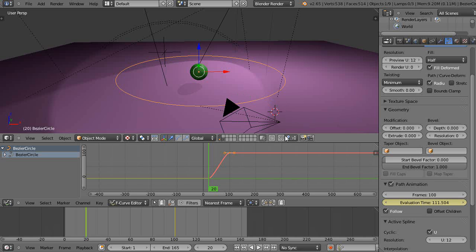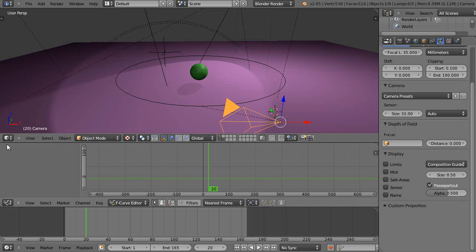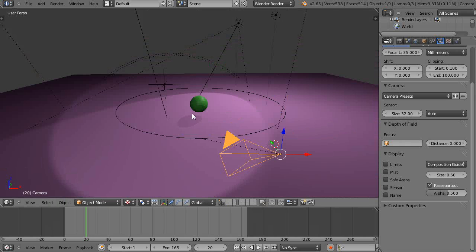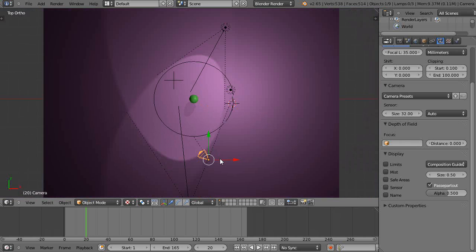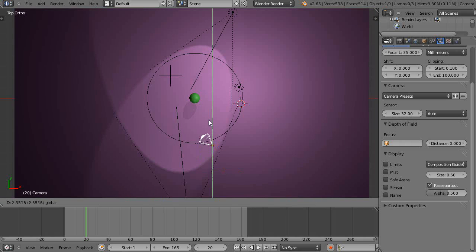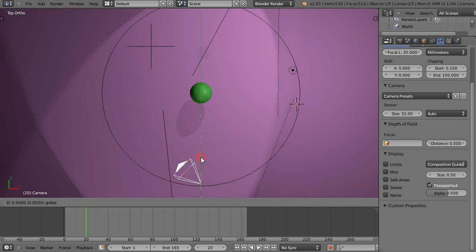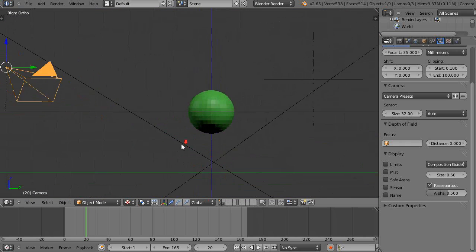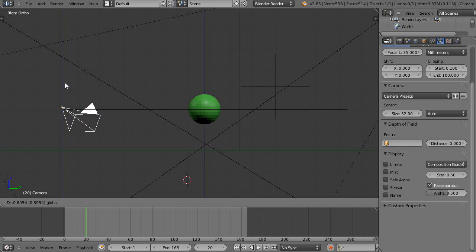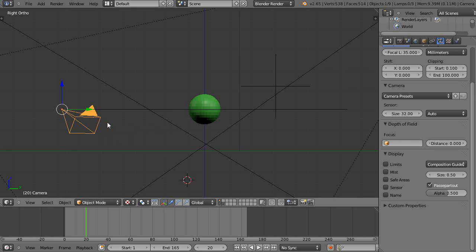Now, the other thing I'm going to do is move this camera. Let me move this down here. I'm going to look at it from above in ortho mode, and I'll just kind of wing this. I'll move the camera so it's pretty much right there. And then I'm going to look at it from the side as well. I'm going to set it there so it's sitting on the track. Now notice my camera's pointing down below the scene.